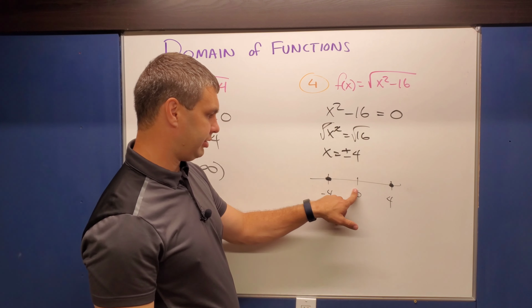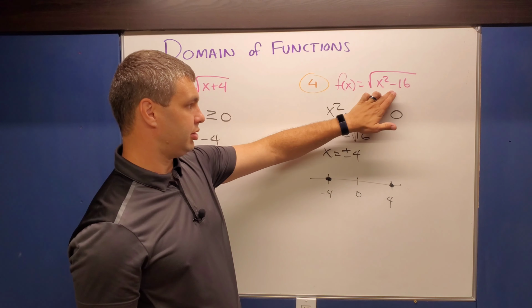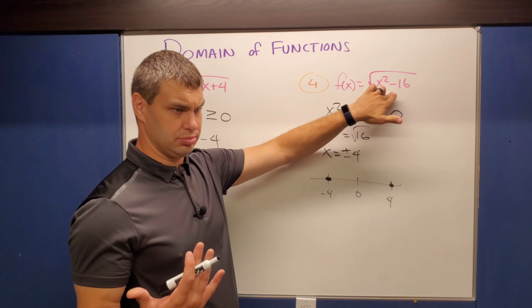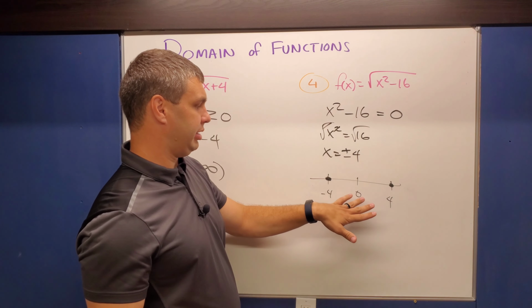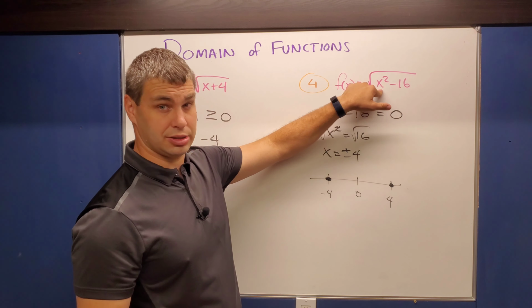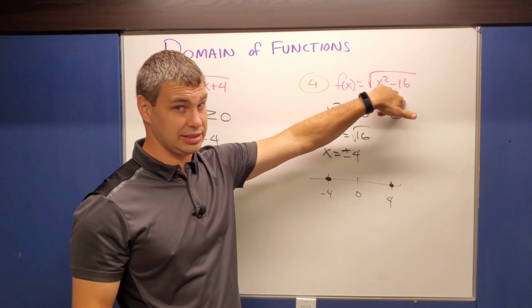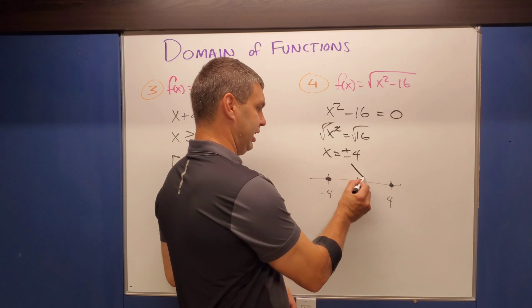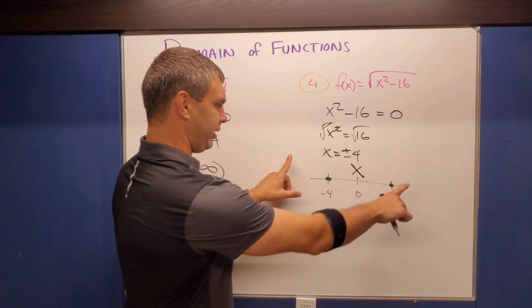If I plug in 0, the number in the middle, into my original, does it give me something that is non-negative? In other words, would it be 0 or something positive? If I plug in a 0, 0 squared is still 0. 0 minus 16 is negative 16. So this middle section is not going to work. What about the two on the outside?